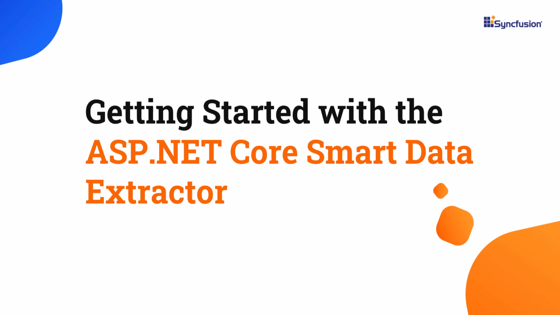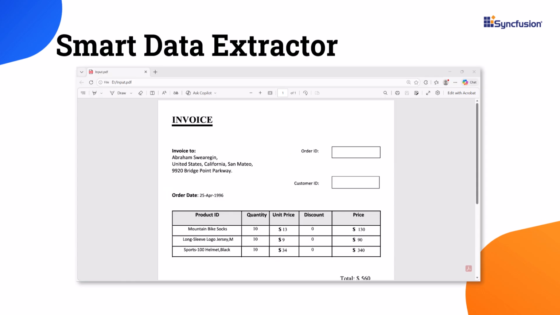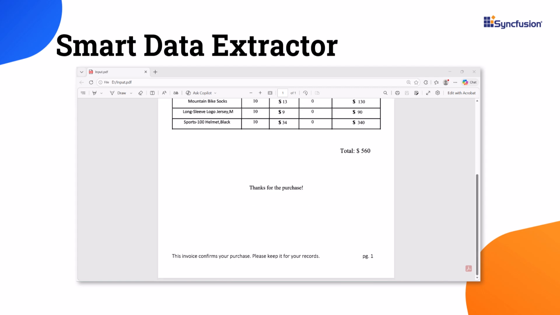Welcome to this ASP.NET Core Smart Data Extractor tutorial. This control is a high-performance C# library designed to extract structured data from PDFs and images, including text elements, tables, form fields, headers, footers, and images.